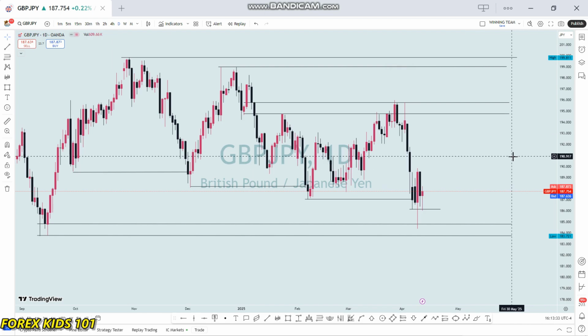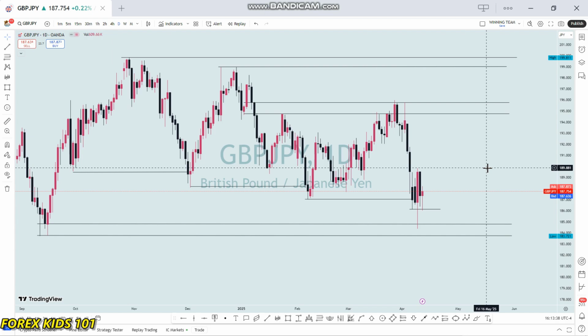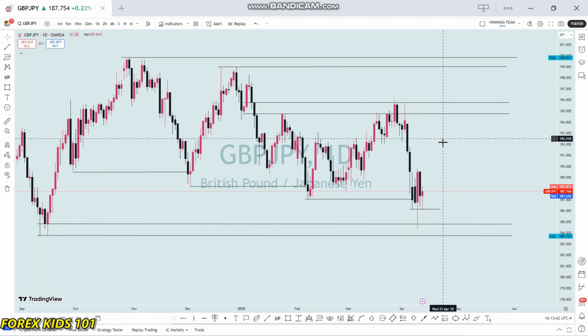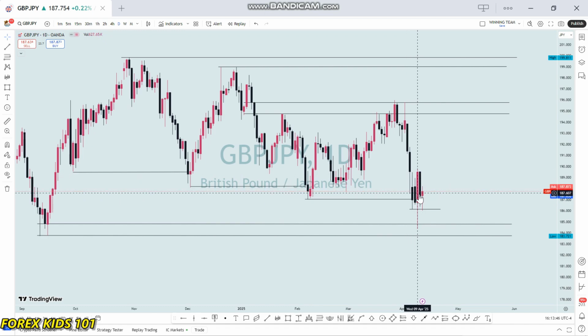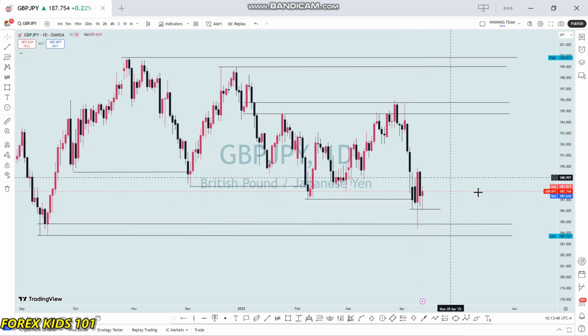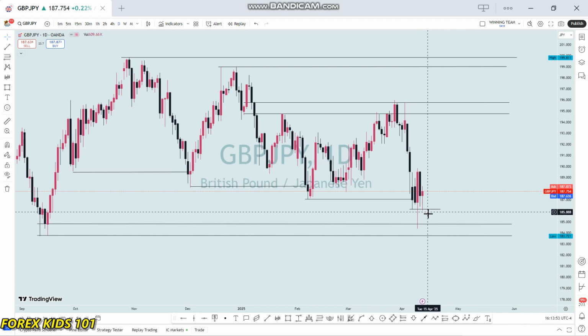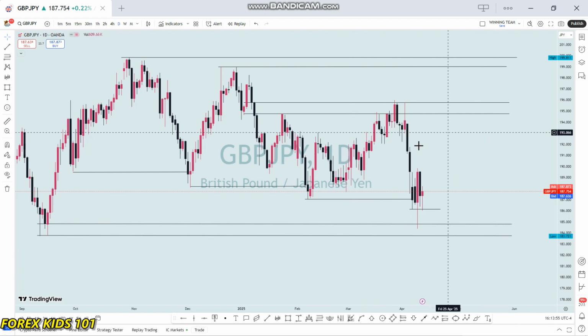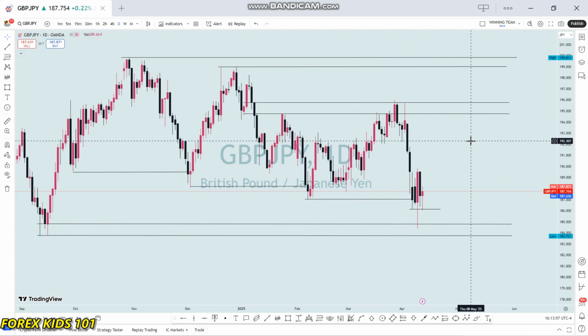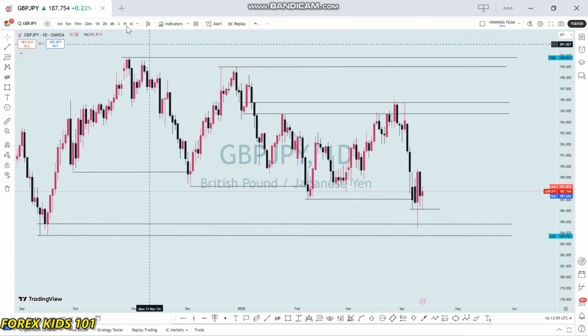So you might be asking yourself, what about the entry? You can see we tapped on this demand here, and then we managed to push back up, and then we took out this candlestick. We came back for a retest, and now we are showing potential signs of a continuous move to the upside. So what are you going to use to spot the entry?